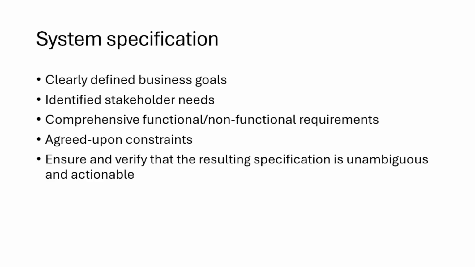Then, system specification. Clearly defined business goals, identify stakeholder needs, comprehensive functional and non-functional requirements, agreed-upon constraints. There can be many constraints such as data constraints, storage constraints, user constraints, all those things. And ensure and verify that the resulting specification is unambiguous and actionable. So the system specification should contain all these points.